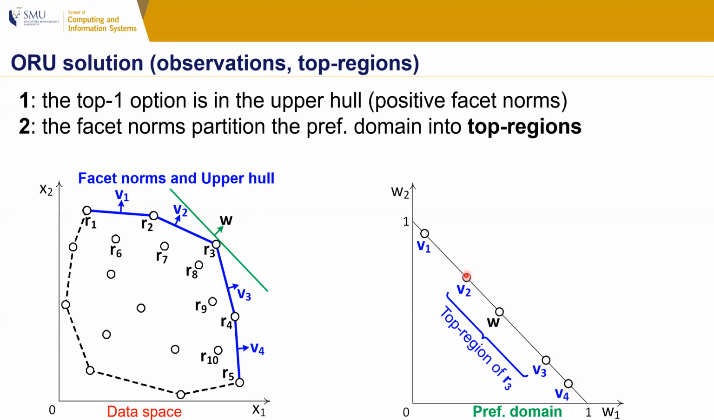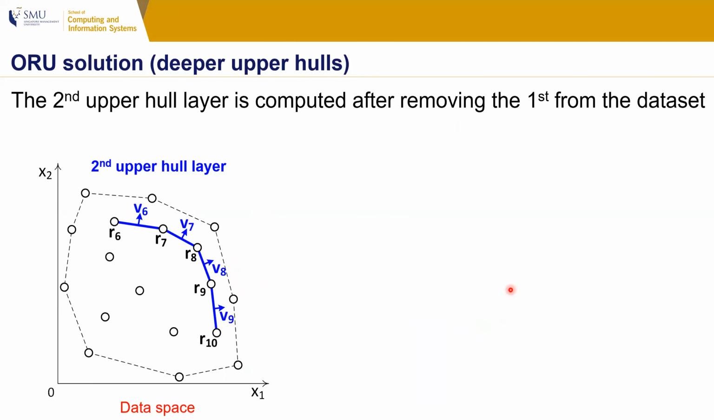For any preference vector within, for example, v2 and v3 here in this interval, the top option is going to be record R3. Therefore, we call this the top region of R3. We can, of course, define the same kind of partition for the second upper hull layer.